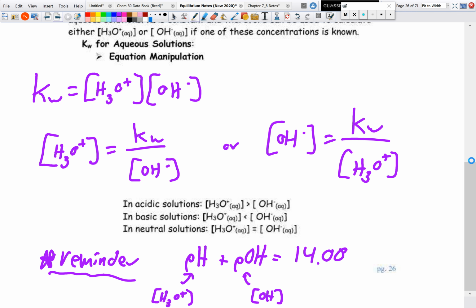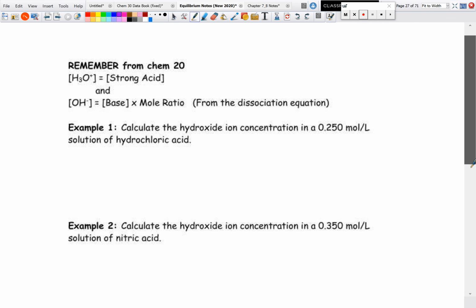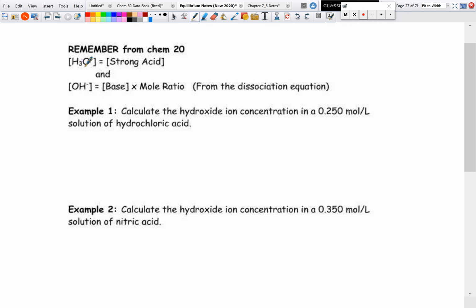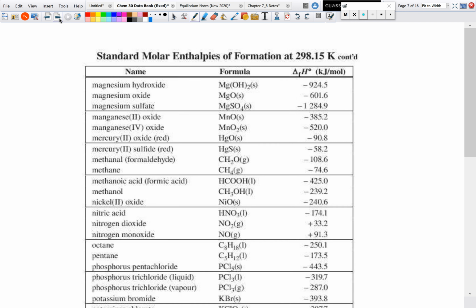But first of all, we're going to look at some calculations. So remember, if we're trying to solve for either hydronium or hydroxide, it depends if we're given an acid or base. For our strong acids, the concentration of hydronium is equal to that of the strong acid. And remember, there are 6 strong acids. Now in Chem 20, you were to have those memorized. You don't need to have those memorized for Chem 30.